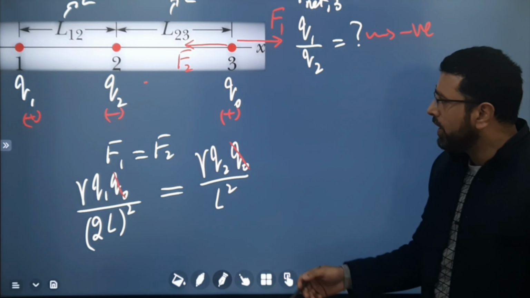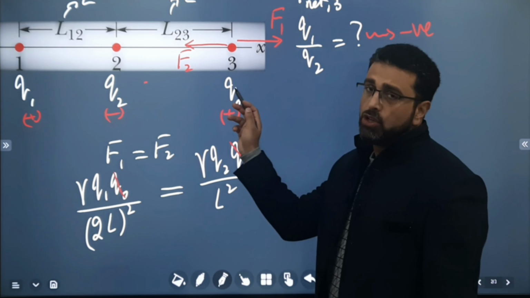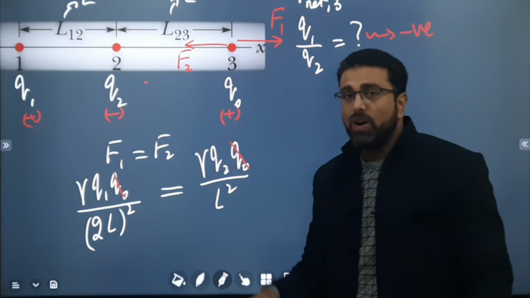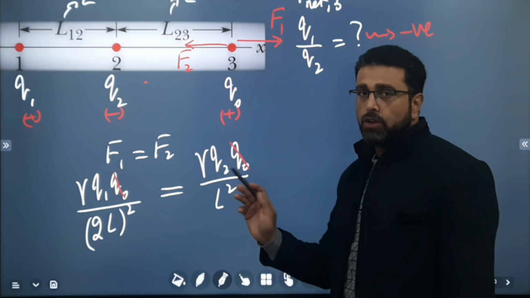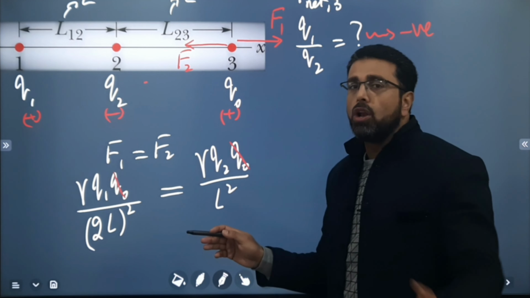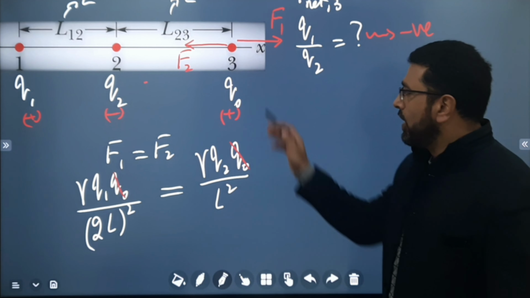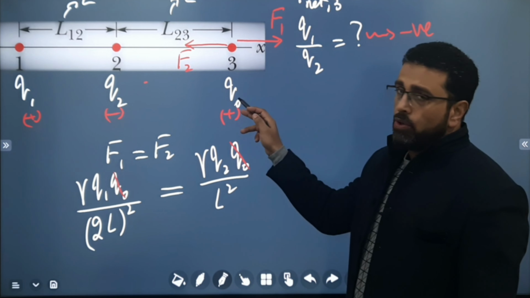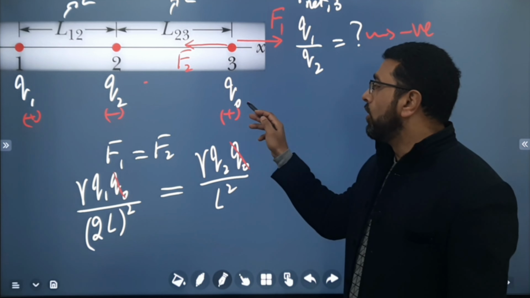Now this is an important point. Equilibrium of Q0, net force being 0 on Q0, doesn't depend on the value of Q0. Whatever the value of Q0, Q0 is going to cancel out. Be it small or big, it doesn't matter. So the equilibrium of Q0, net force being 0 on Q0, is independent of the value of Q0.